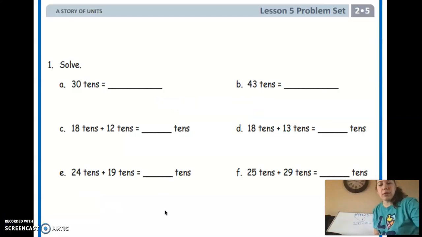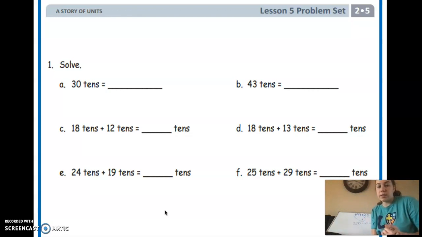Okay, so now we have our problem set. So our problem set says, number 1, solve. 30 tens is equal to what? So now they want you to just put it the normal way. So you have 30 tens. So if you need to use a place value chart to help you figure that out, you can draw out tens and ones and draw 30 tens. And then you're gonna have to trade things in, but it'll help you solve it a little bit.